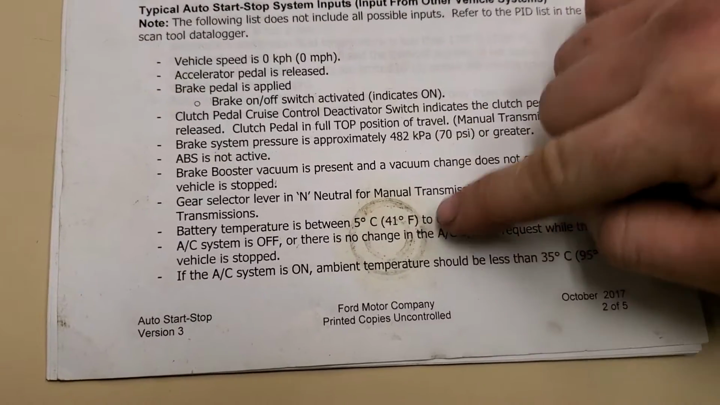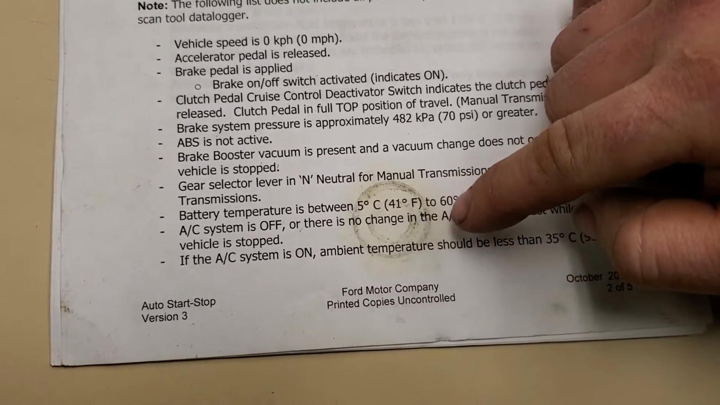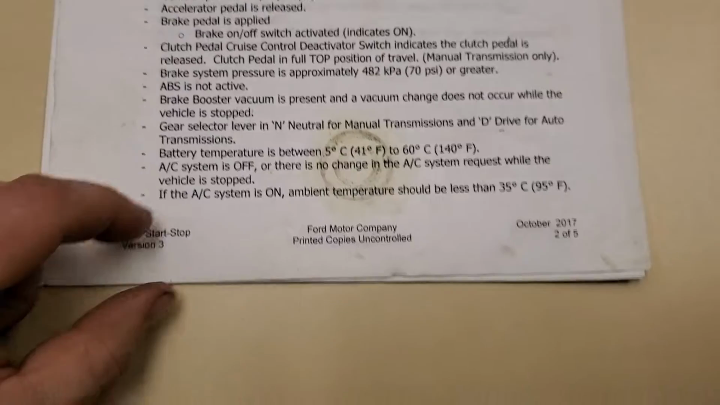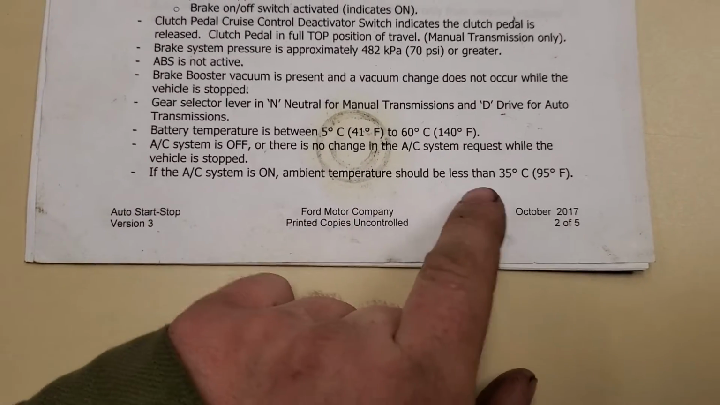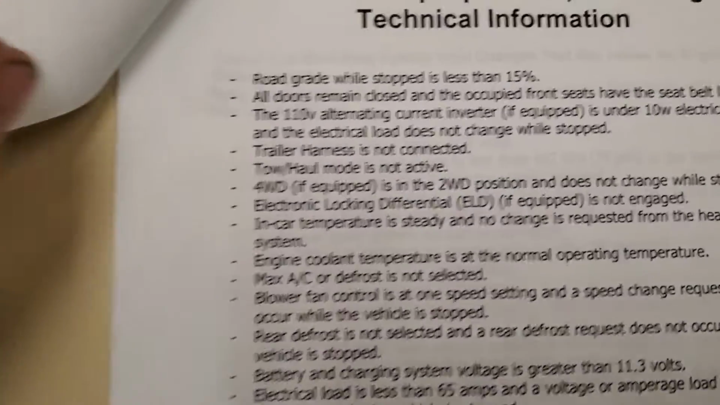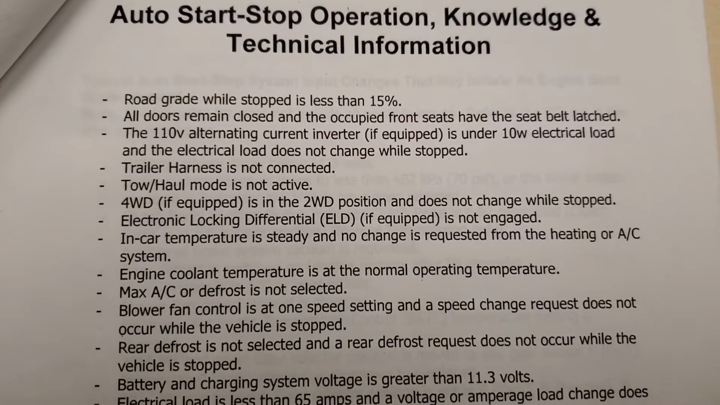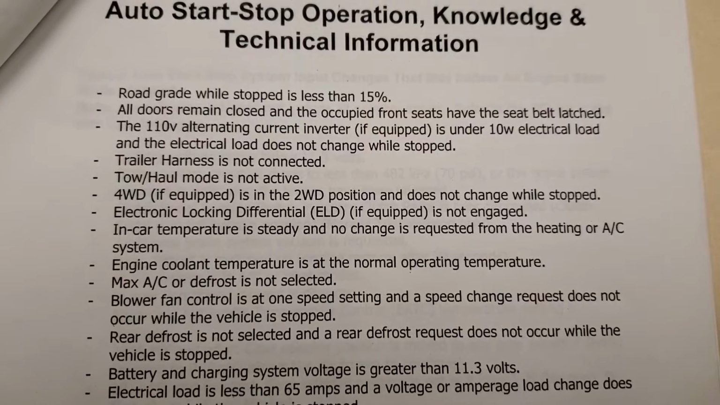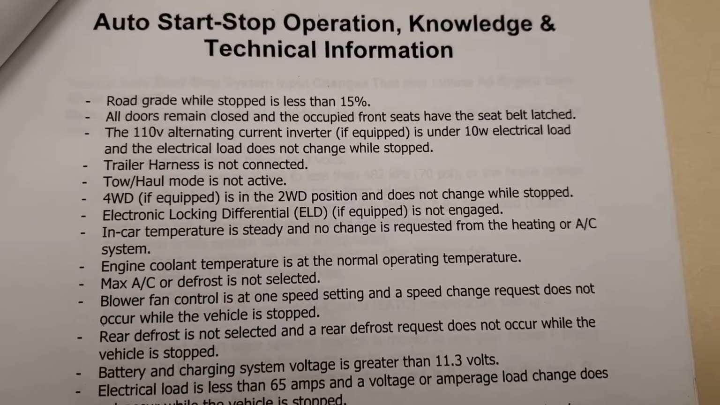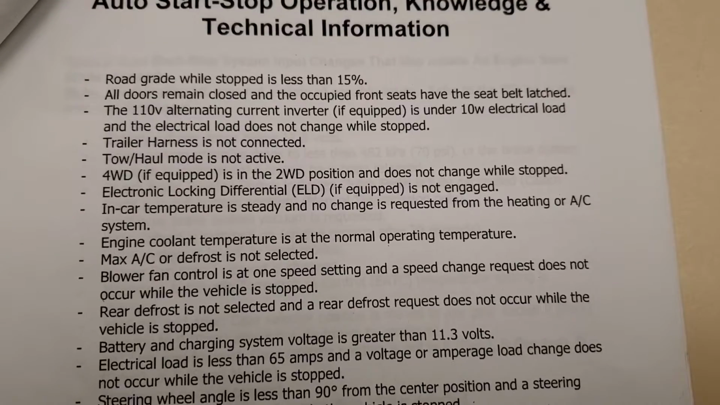Battery temperature is at 41 degrees Fahrenheit to 140 degrees Fahrenheit. AC system is off, or there is no charge in the AC system request while the vehicle is stopped. If AC system is on, ambient temperature should be less than 95 degrees. Road grade while stopped is less than 15%. All doors remain closed and the occupied front seats have the seatbelt latched. The 110 volt alternating current, if equipped, is under 10 watts. Electrical load does not change while stopped. Trailer harness is not connected. Tow haul mode is not active.